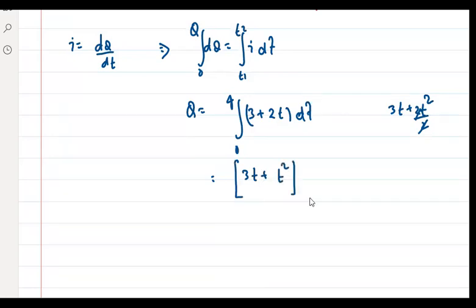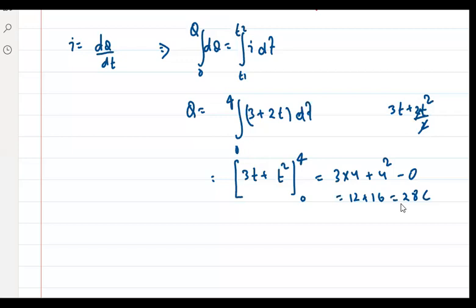Lower limit 0, upper limit 4. Just put the values. So it is 3 into 4 plus 4 square minus 0, upper limit minus lower limit. That is 12 plus 16, which is equal to 28 coulomb.